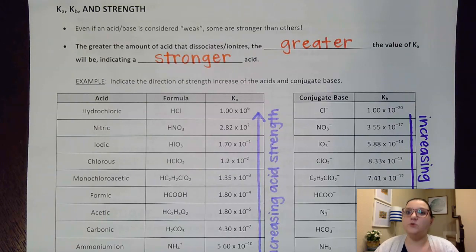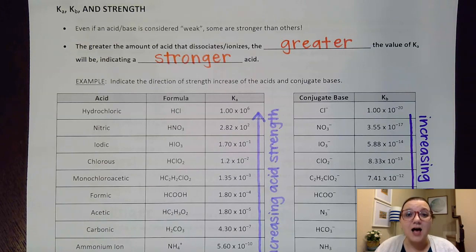Now, I would hope by now you have memorized your list of strong acids and strong bases. And if you haven't, then you better go memorize that list as soon as possible. However, let's say I have an acid or base that's not on that strong list. At that point, I assume it to be weak. But even if an acid or base is considered weak, some are stronger than others. There's different levels of being a weak acid or base.